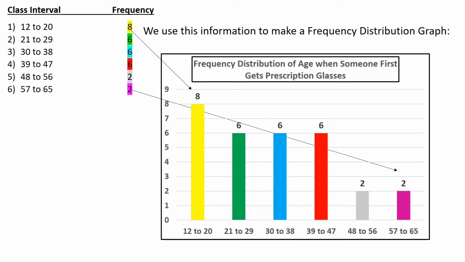I've also color coded it for you to see. I wouldn't normally do this, but I wanted us to understand what we're doing here. So at 20, there's 8. My bar is 8. All the way from 57 to 65, there's 2 people within that age range, and that's why I've got 2 on there.